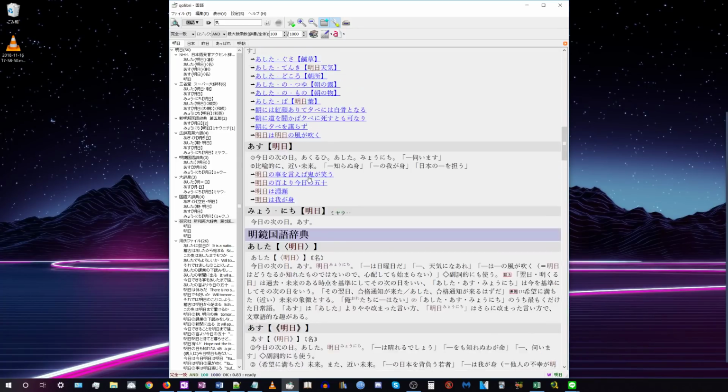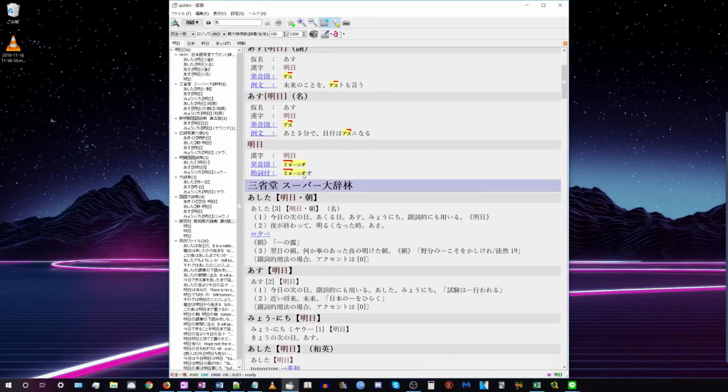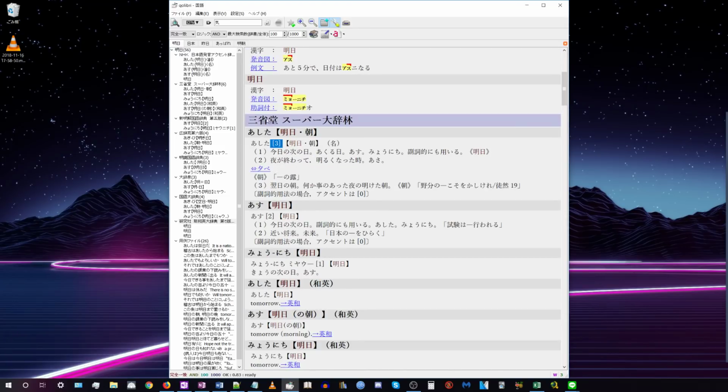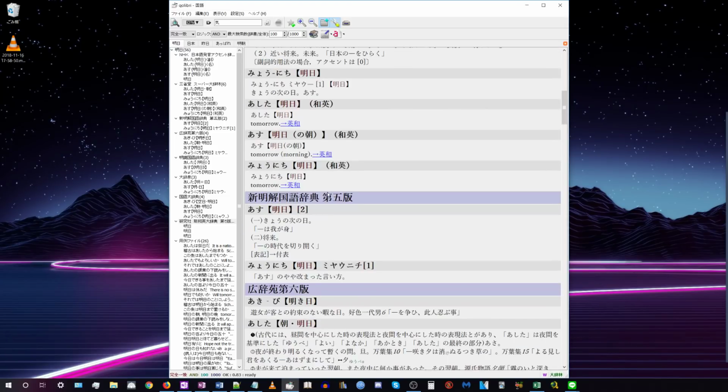And now to go back up and talk about some of the other information. This right here is the pitch accent, obviously, on Daijirin and on Shin Meikai right here. You'll get the pitch accent. This is the pitch accent in Shin Meikai.